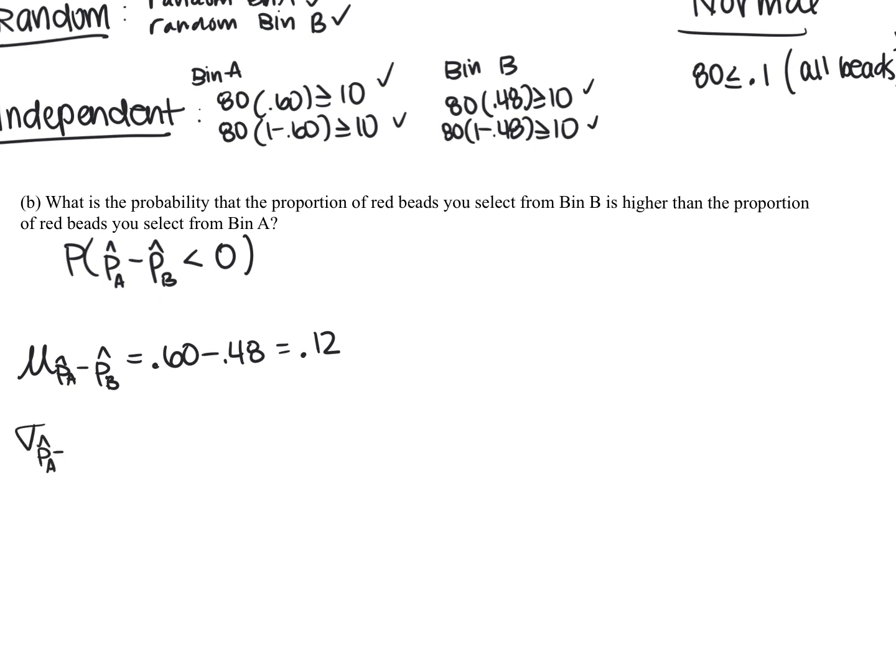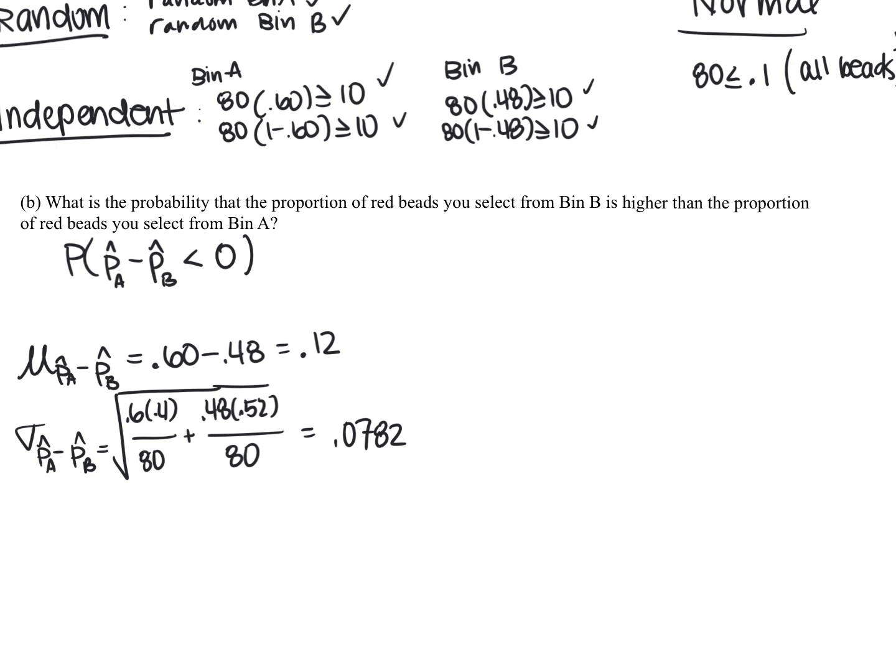Our standard deviation is the square root of 0.6 times 0.4 over 80 plus 0.48 times 0.52 all over 80. And we get 0.0782. Now I'm going to calculate my z-score. So we're looking at 0 minus 0.12 over 0.0782. And we get negative 1.53.